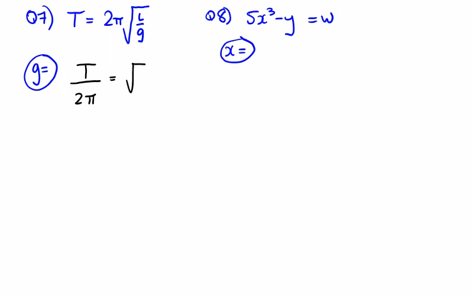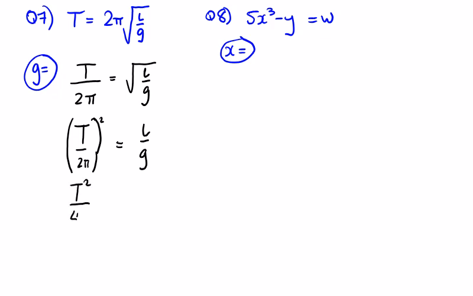That's going to leave the square root of L over G. We want G on its own, so we're going to have to square the left hand side to get rid of the square root on the right hand side. Actually, I'll write the whole thing to be squared to begin with, which is the top squared and the bottom squared from your rules of indices. So T squared over 4 pi squared. When we have two things together to be squared, we square both of them. That is equal to L over G.